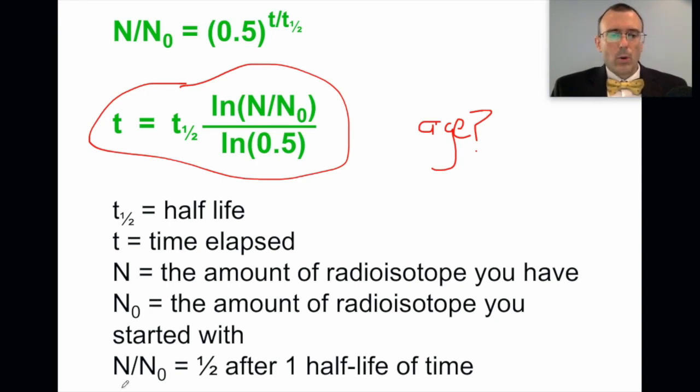And so we can think about, well, for example, what is your N over N0? It's going to be 1/2 after 1 half-life of time. And so the amount you have is going to be half of the amount that you started with. And so this N over N0 ratio is going to be 1/2 after 1 half-life of time. So let's go ahead and try to do a few of these sample calculations.